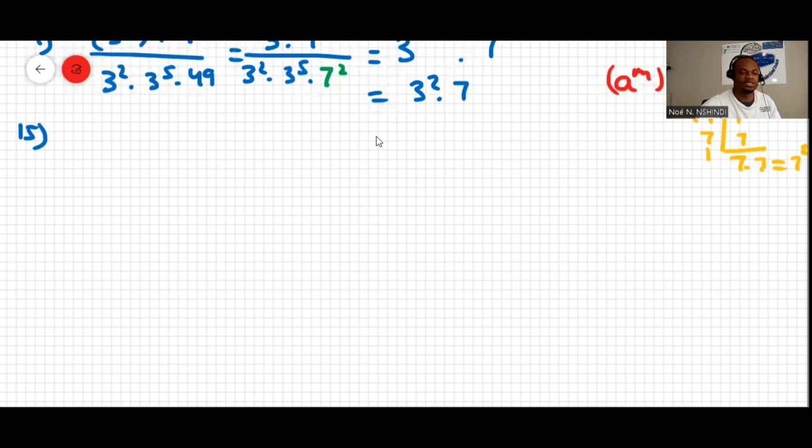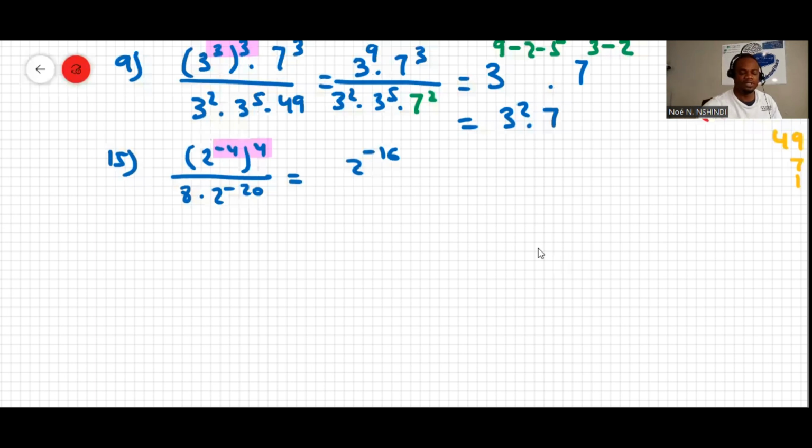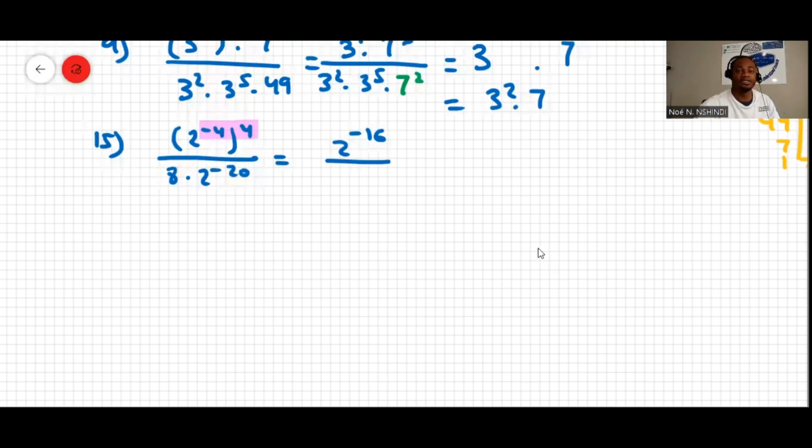Question 15, even though it's also similar, but I'm going to do 15 here. The question says (2^-4)^4 all over 8 multiplied by 2^-20. Then this is 2 to the negative 16. When we apply this law of exponents, 2 to the negative 16 over 8, we can write 8 in terms of its prime factor. It's 2 to the power of 3 multiplied by 2 to the negative 20.